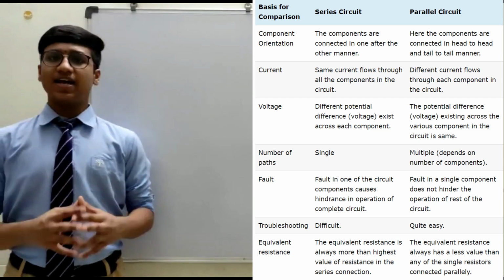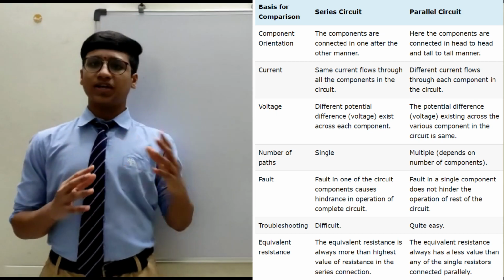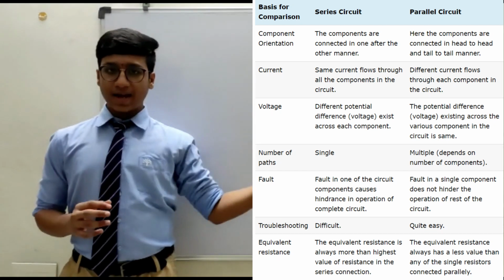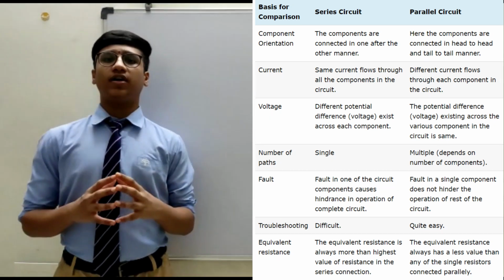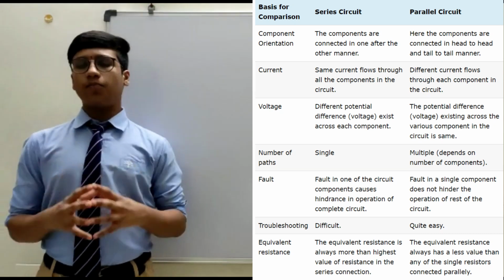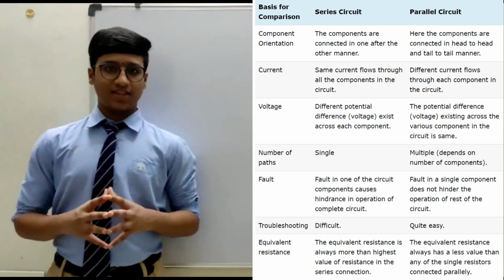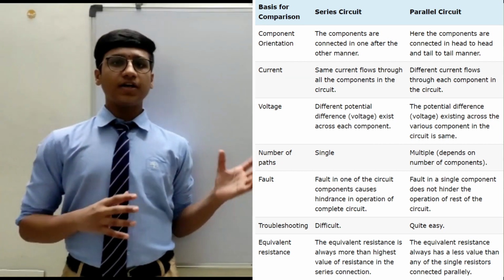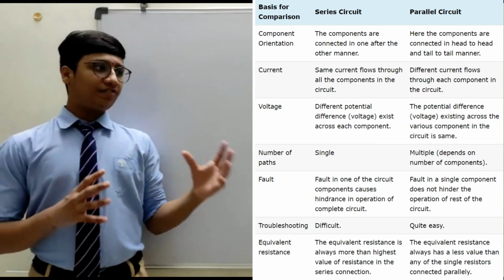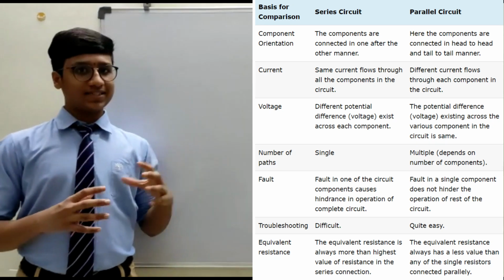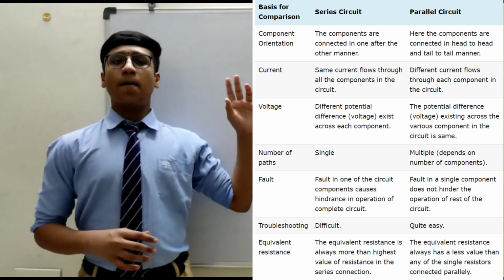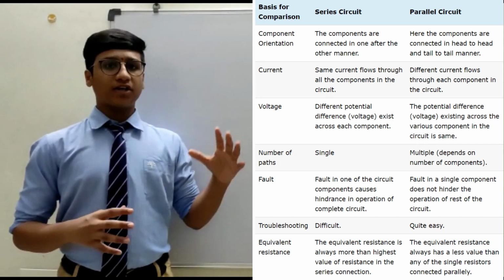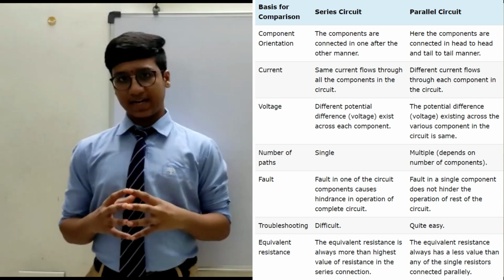In series circuit, the same amount of current flows through each component in the circuit, but in parallel circuit, a different amount of current flows through different components of the circuit. Third is voltage. In series circuit, different components have different potential difference across its ends, while in parallel circuit, different components have the same potential difference across its ends.